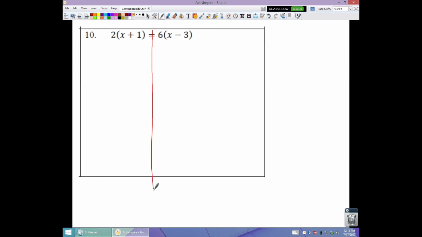Number 10. Again, distribute on both sides. 2x plus 2 is equal to 6x minus 18. 2x is smaller than 6x, so I will subtract the 2x, leaving me 2 equal to 4x minus 18. I will add 18 to both sides, giving me 20 equal to 4x, and then divide both sides by 4. x is equal to 5.